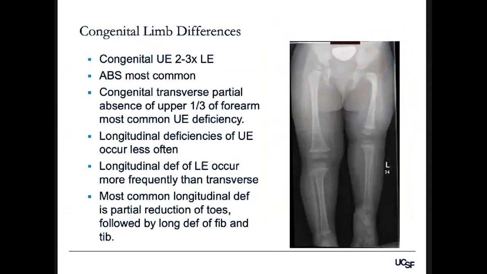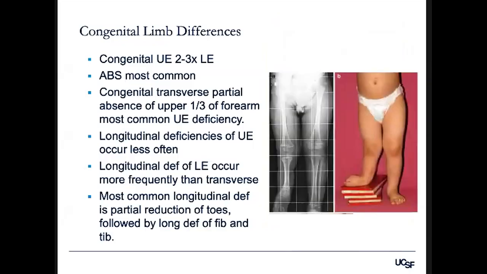Conversely, longitudinal deficiencies of the lower limb occur more frequently than transverse ones, with the most common being the longitudinal partial reduction of toes, followed by longitudinal deficiencies of the fibula and tibia.